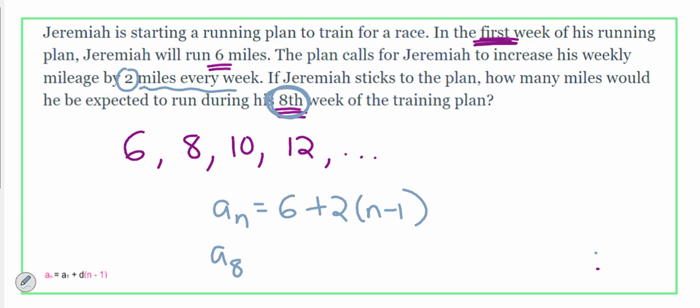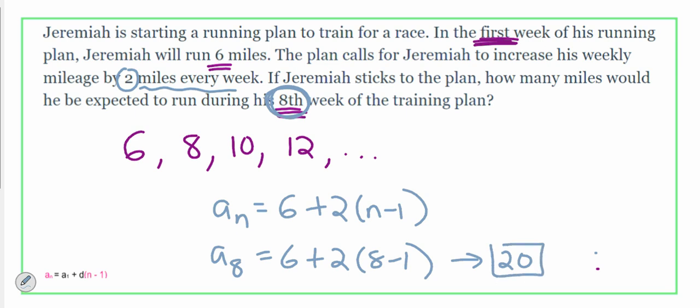So the 8th week is a sub 8. And we're going to plug in the 8 for n. And then we're going to pick up our calculator or do it by hand. It should be 20, right? 8 minus 1 is 7. 7 times 2 is 14 plus 6 is 20. So gosh, his 8th week of training, he'll be running 20 miles.